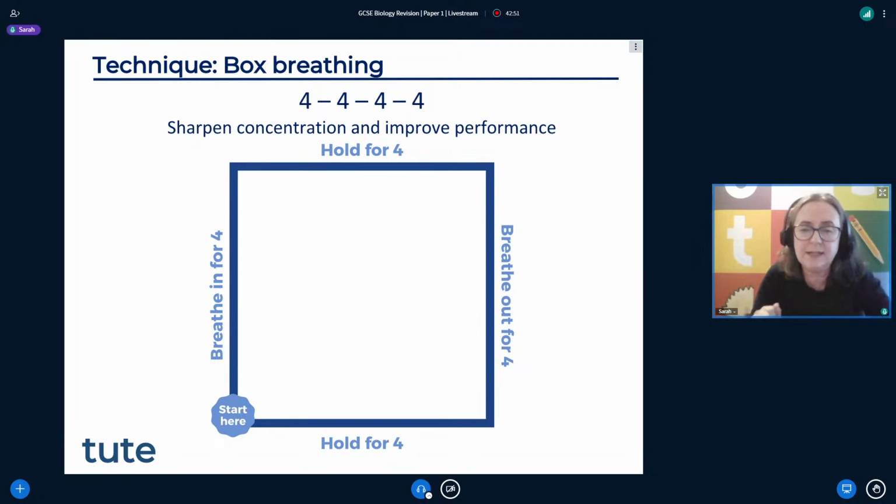We're going to do a breathing exercise, which will be something that you can use as a little tool now, tomorrow morning, during the exam, after the exam. So these are breathing exercises.